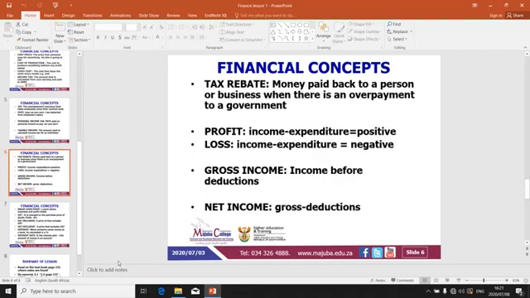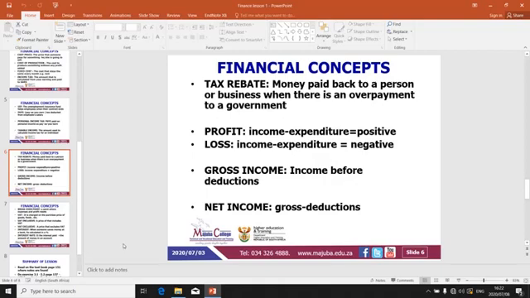Okay. And then we go to the loss. What is meant by this concept? Loss is when income minus expenditure and the answer is negative. For instance, you get an income of 1,000 rand and the expenses are 1,200. Then 1,000 rand minus 1,200 gives minus 200 rand. In other words, that 200 rand is a loss, because you said income minus the expenditure and got a negative.